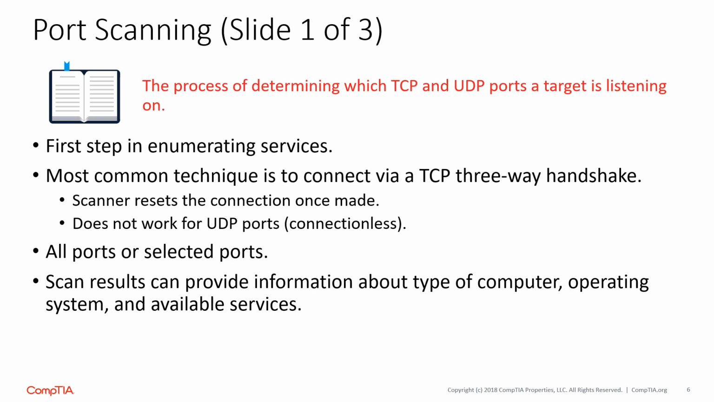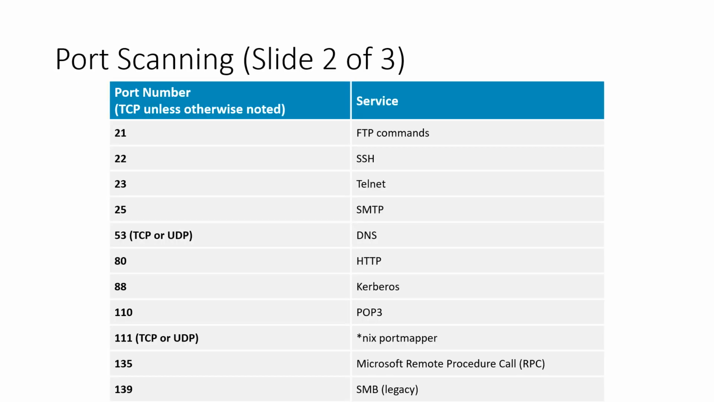So usually scan results provide information about the computer, even the operating system, and the available services based on the open ports. Most port scanners allow you to choose which ports you wish to scan, and the results of the port scan can give insights into the type of computers you are connecting to, including its operating system and available services. Some ports are specific to a particular system. For example, this 135, it's for the Microsoft Windows operating system to be exact.